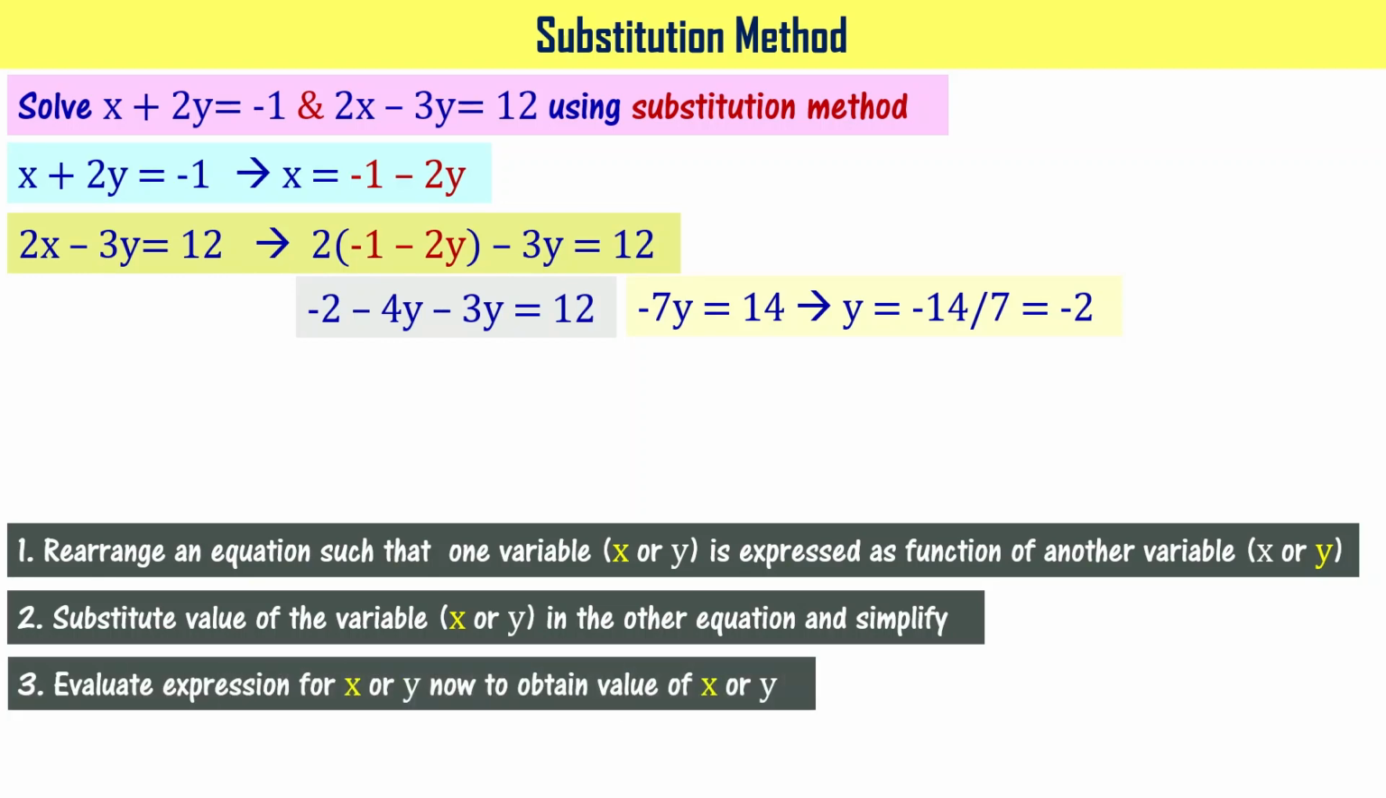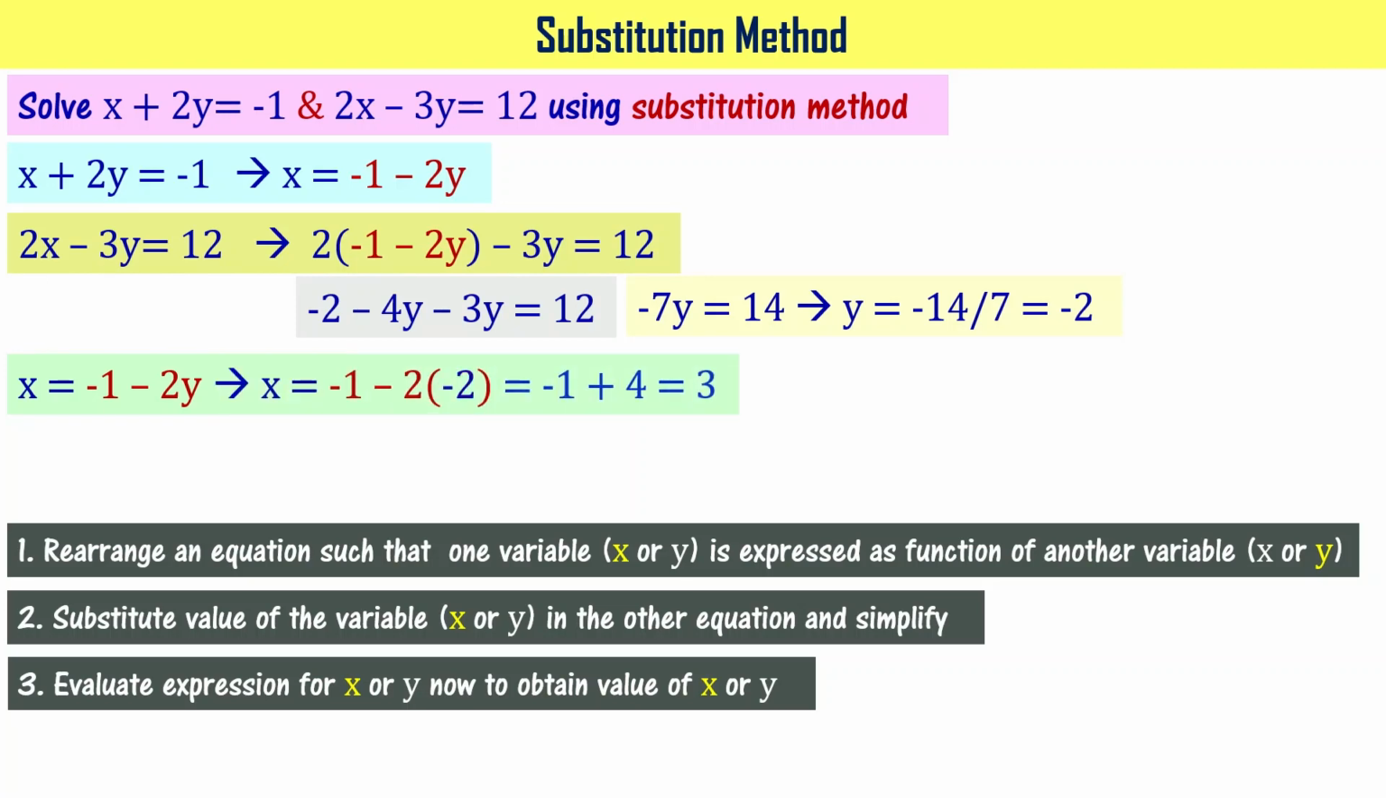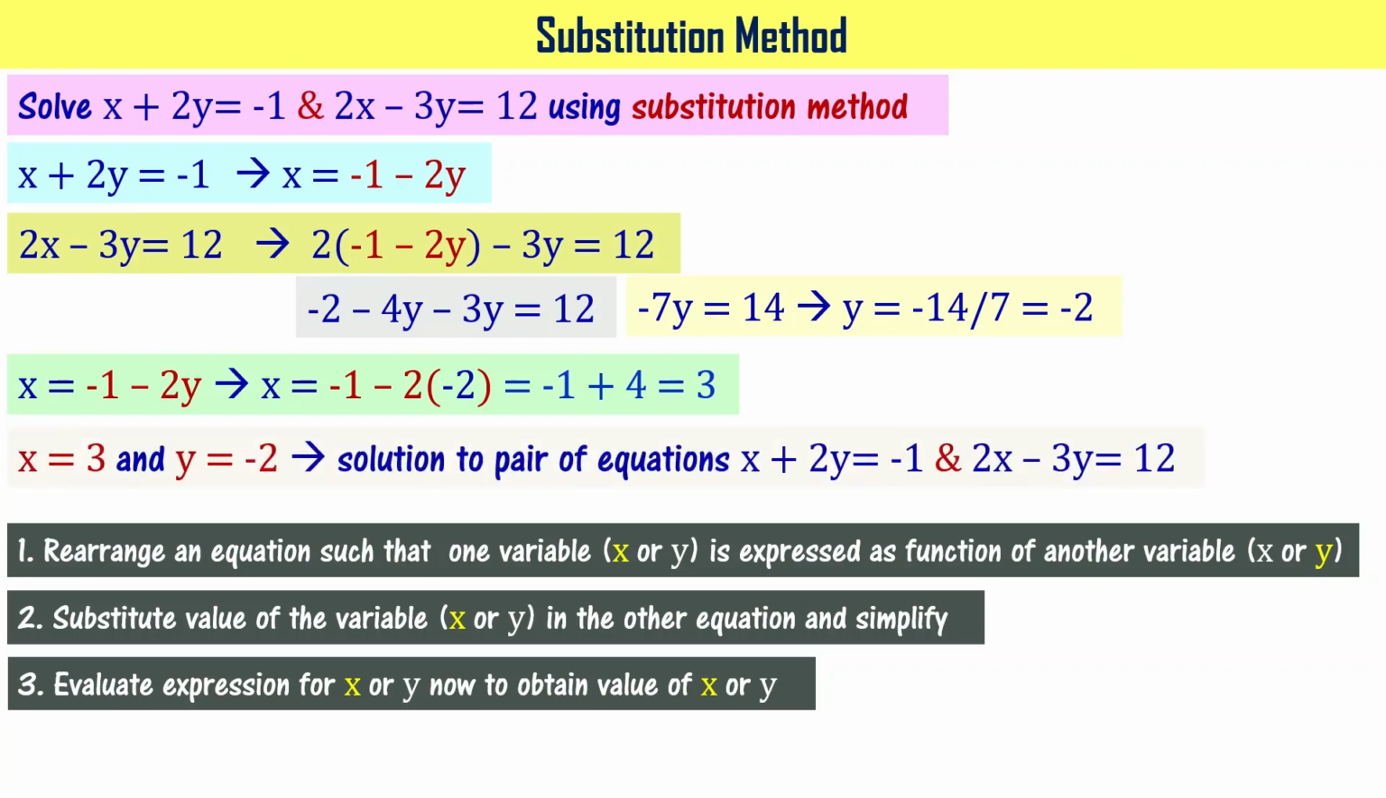Now let's go to the third step. Evaluate the expression for x now to obtain the value of x. The expression for x is x equal to minus 1 minus 2y, right? Now let's substitute y equal to minus 2 into this equation and simplify it such that you get x equal to 3, right? It means x equal to 3 and y equal to minus 2 is the solution to pair of equations x plus 2y equal to minus 1 and 2x minus 3y equal to 12, right?